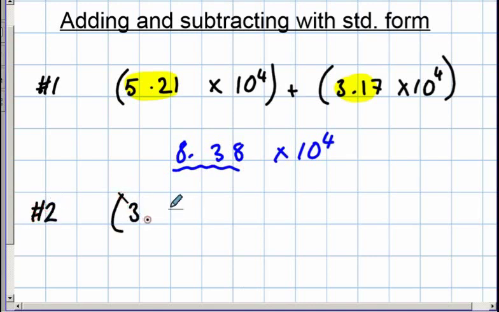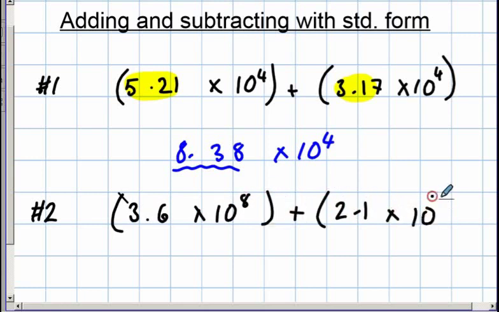So we'll look at 3.6 times 10 to the 8 plus 2.1 times 10 to the 7. Well, the simplest way of doing these is to rewrite the one with the higher power, this one here, as non-standard form, 36 times 10 to the 7. So I've lowered the power by 1, and I've raised that by a power of, I've multiplied that by 10.